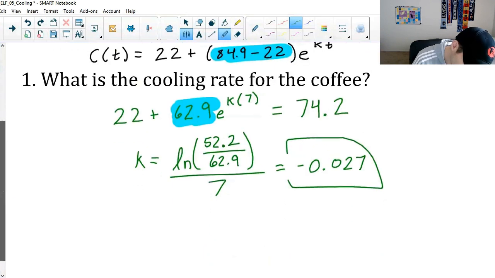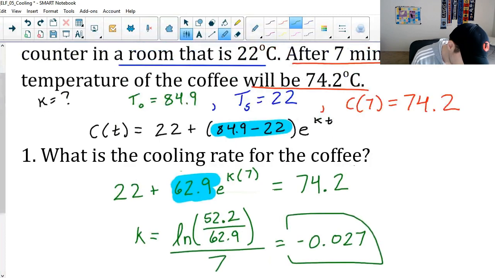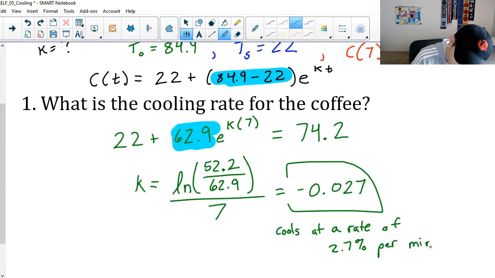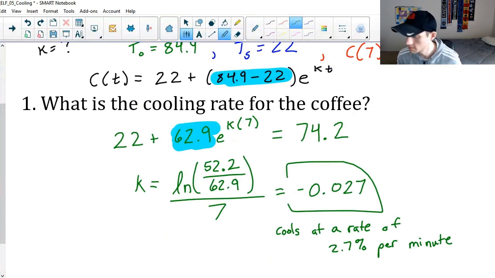Right, so this is the rate of cooling, or we could say it cools at a rate of 2.7% per minute. All right, that's the actual context that tells me what this number actually means. Yeah, negative 0.027. Great if that's the right number, but what does that number mean?